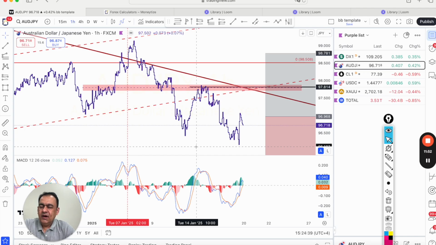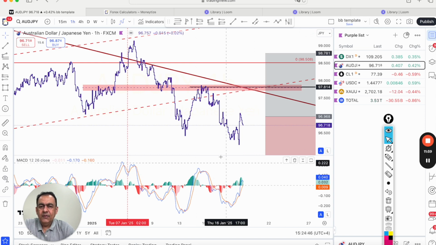Now we also have interest rate announcement coming up from Bank of Japan this week, and it is expected that they may increase the rate of interest. So if they increase the rate of interest, then Japanese yen would get stronger, and it makes sense to go short for AUDJPY.